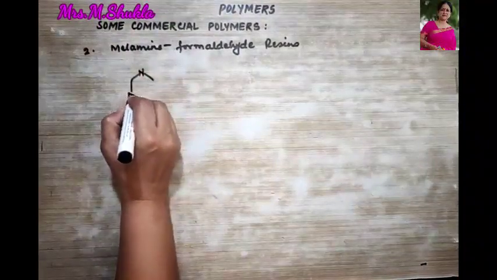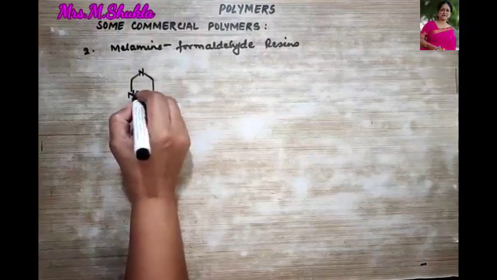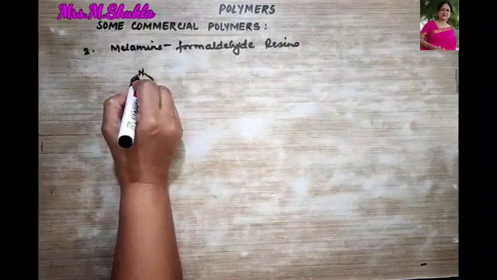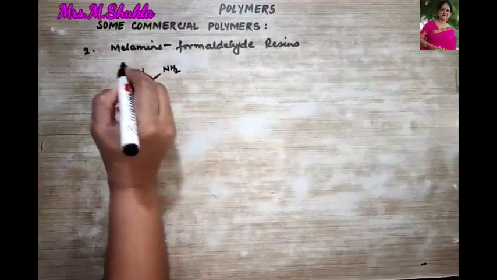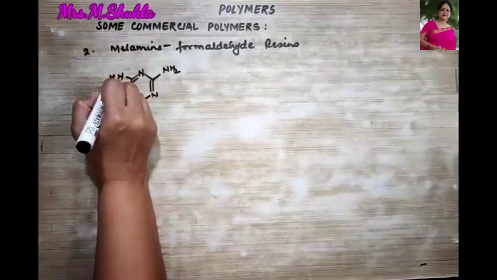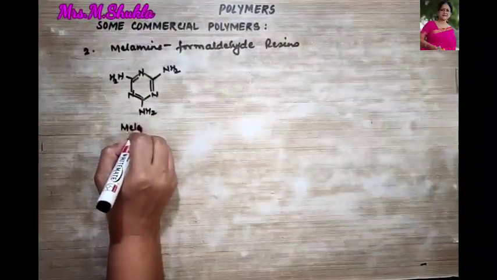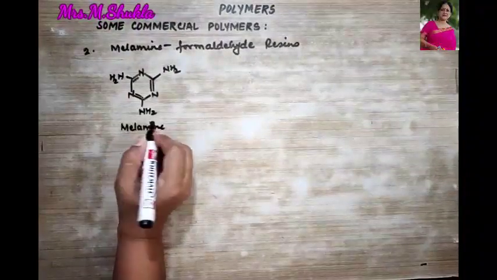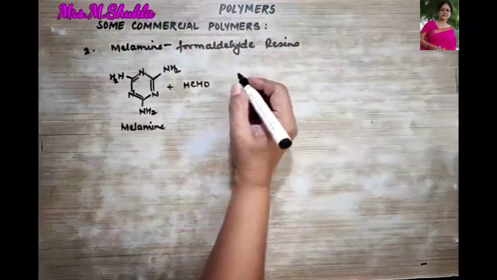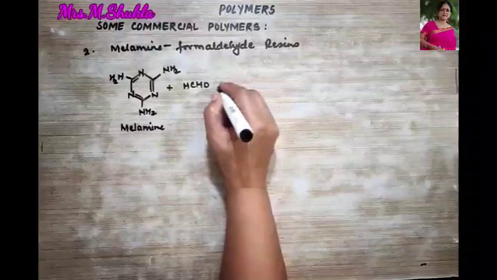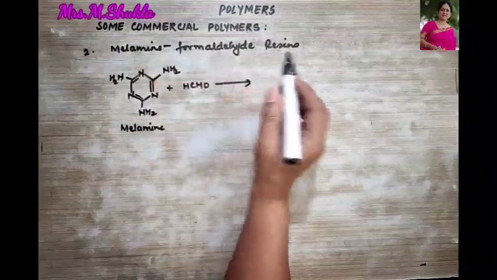This is N over here, N here, NH2, NH2, NH2. What is this? This is melamine. Okay. And when this is treated with formaldehyde, then we get what? Melamine formaldehyde. So let us see the polymerization to obtain melamine formaldehyde.